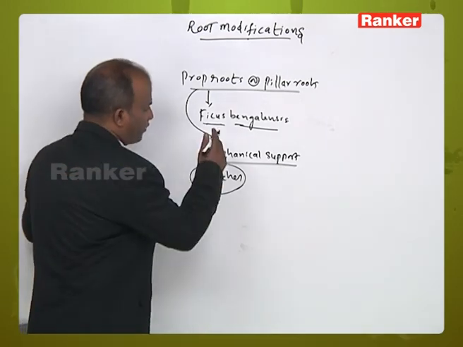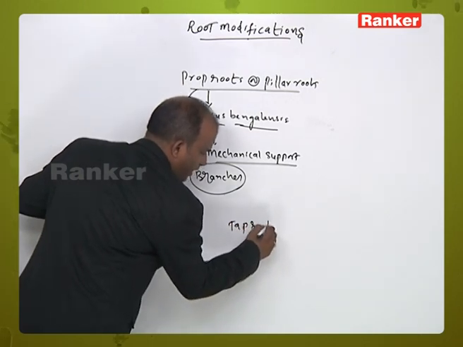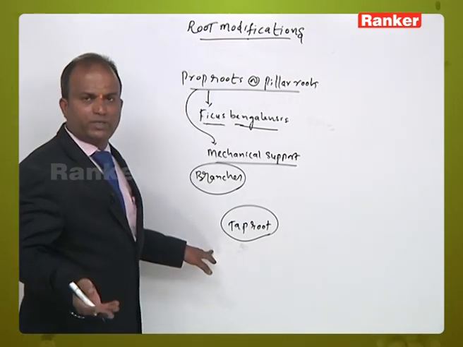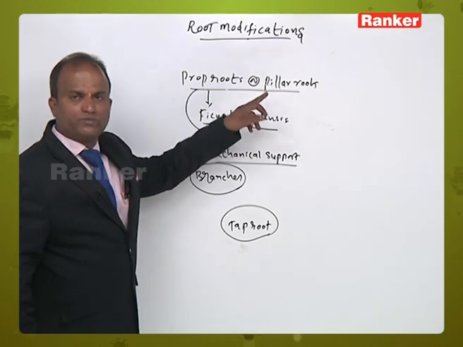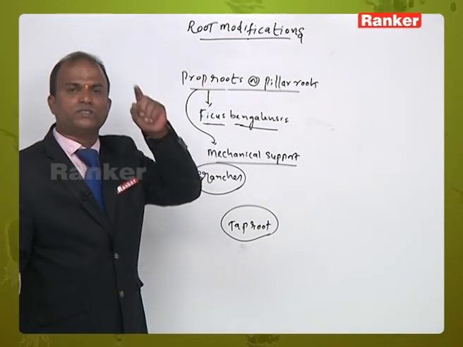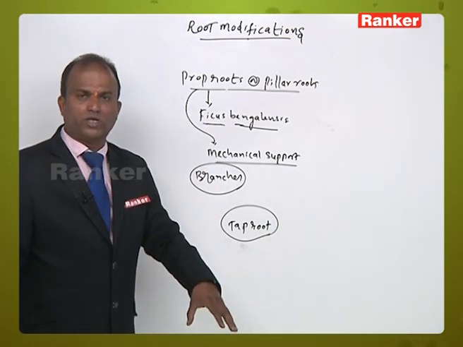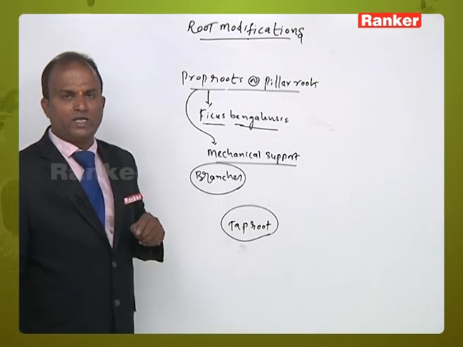That function is performed by the taproot system. Ficus bengalensis shows a taproot system, which can absorb water and minerals. But the prop roots or pillar roots develop from the branches, grow towards the soil, penetrate into the soil, and give only mechanical support.